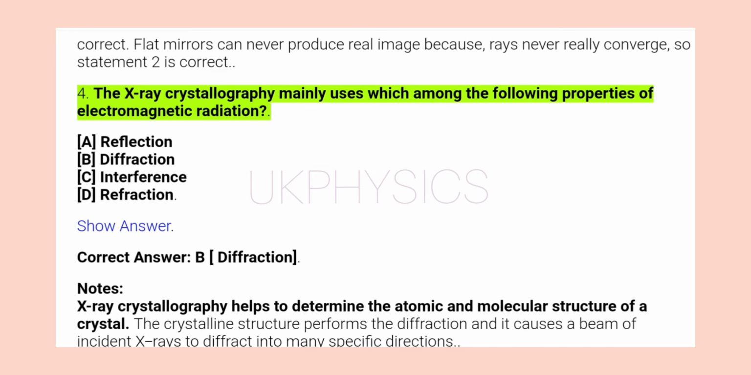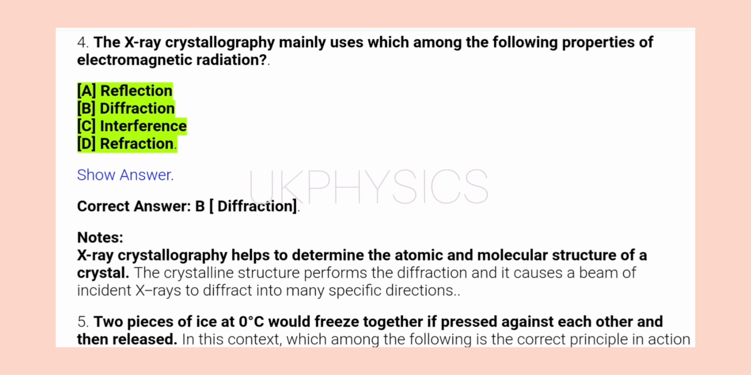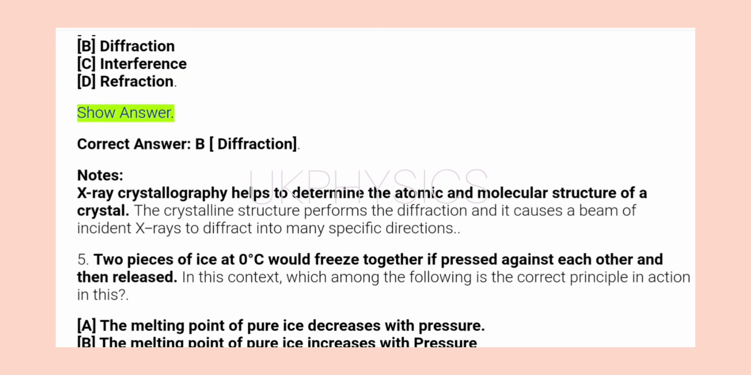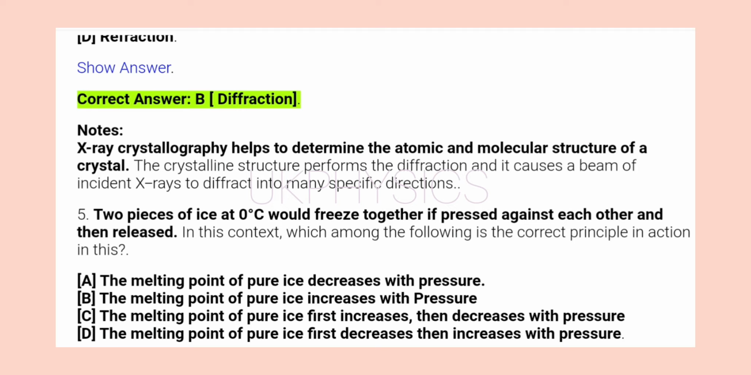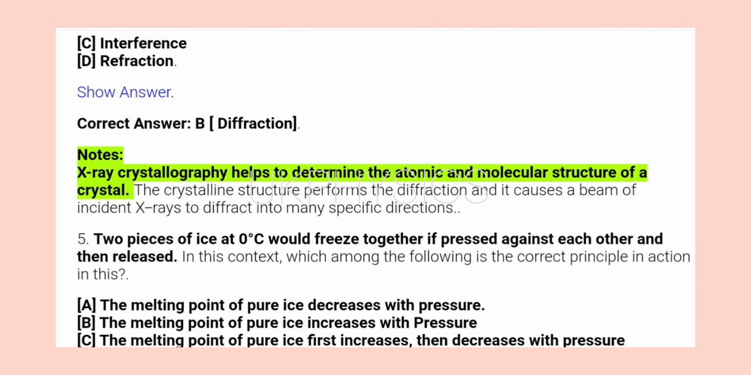4. The X-ray crystallography mainly uses which among the following properties of electromagnetic radiation? A. Reflection, B. Diffraction, C. Interference, D. Refraction. Show answer. Correct answer, B. Diffraction. Notes: X-ray crystallography helps to determine the atomic and molecular structure of a crystal.